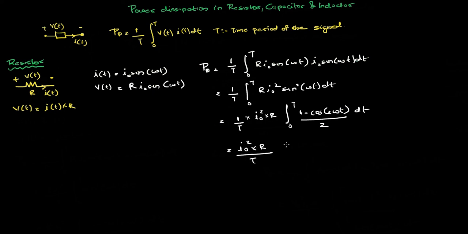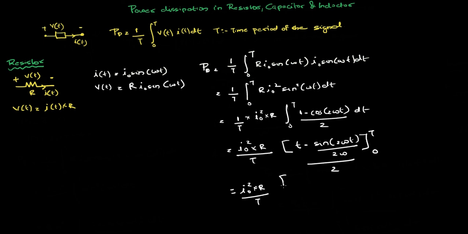which is equal to I0 squared R divided by T into (t minus sine of 2 omega t divided by 2 omega), the whole divided by 2, from 0 to T. And if you substitute the values, you'll get I0 squared R by T into (T minus sine of 2 into omega, where omega is equal to 2 pi by T, into T), minus, for 0, T will become 0 and sine 0 is 0, the whole divided by 2.